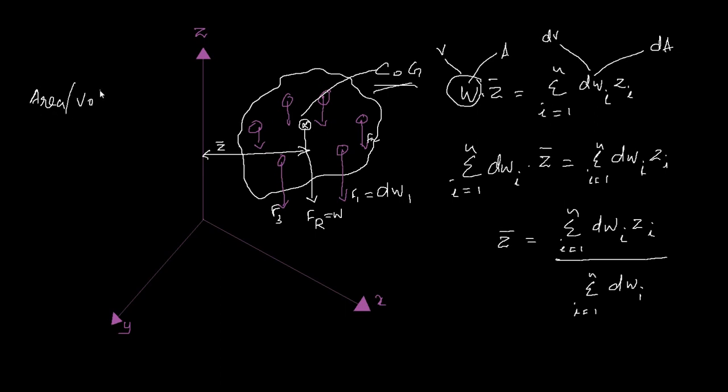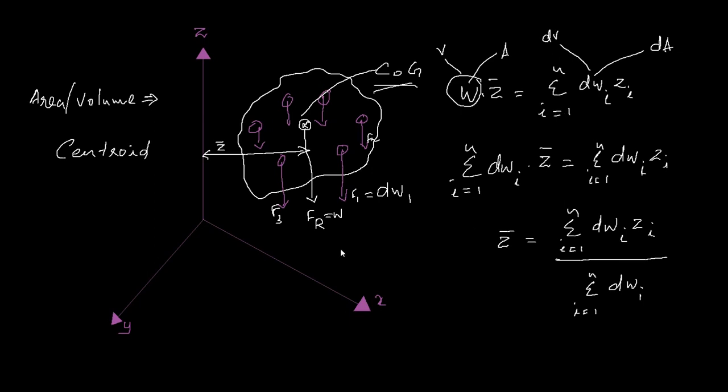For an area or volume, it's not a center of gravity because there is no gravitational field. It's only an area. There is no mass in it. So if you are dealing with an area or volume, then the center of an area or center of a volume is called a centroid. And then you need to change dW to dA or dV accordingly.